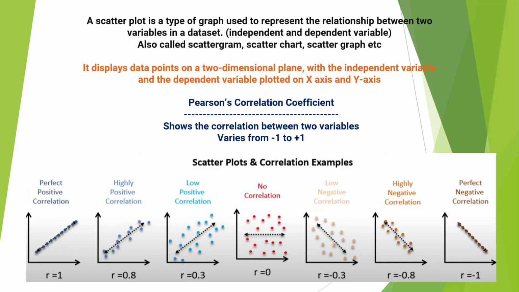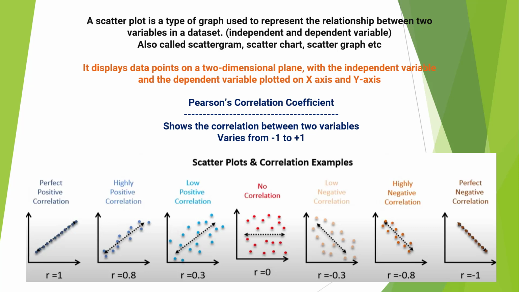The scatter plot is also called scattergram, scatter chart, scatter graph, etc. Now it displays data points on the two-dimensional plane, which is X and Y. So the two-dimensional plane is the X and Y axis, wherein the independent and dependent variables are plotted. What is Pearson's correlation coefficient? So Pearson actually devised one correlation coefficient, and it shows the correlation between the two variables X and Y. And the value of the Pearson's correlation coefficient varies from -1 to +1.